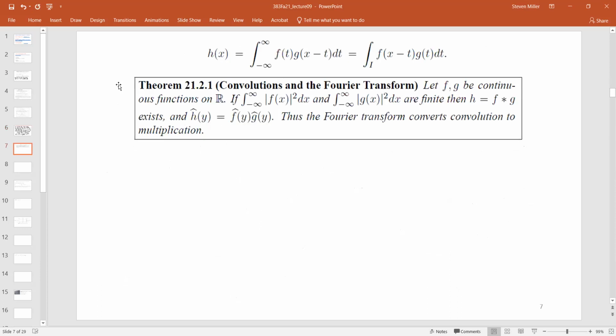All right. And so basically, the result, just writing it up neatly for the notes, is that if f and g are continuous on R and they're square integrable, so they're in L2, the integral of f squared and the integral of g squared is finite, then this can all be justified. And the Fourier transform of the convolution, as I said, is the product of the Fourier transforms. Absolutely wonderful result. Any questions on this?